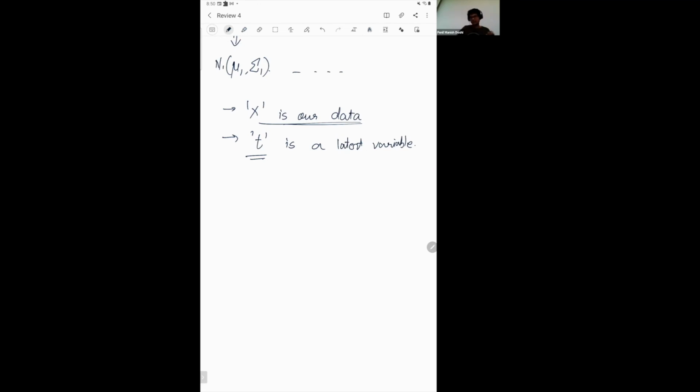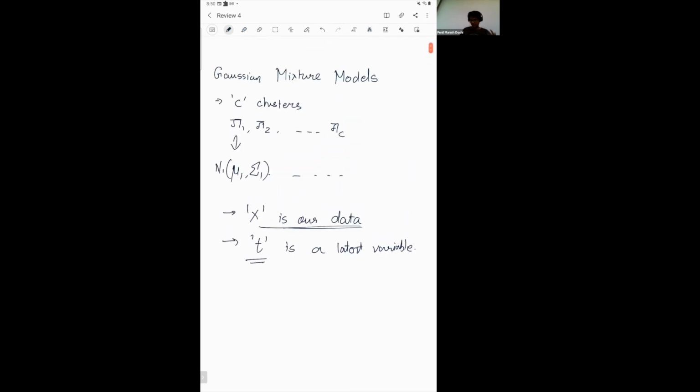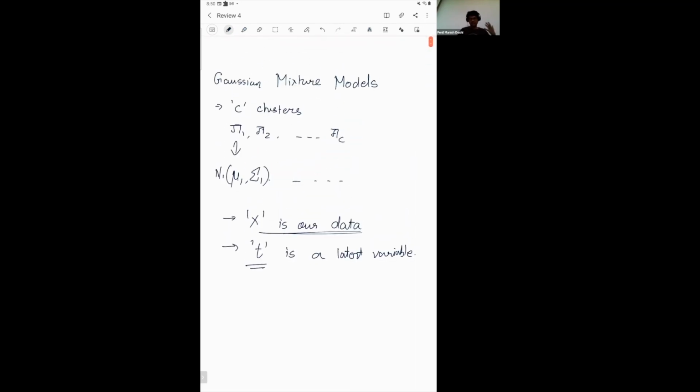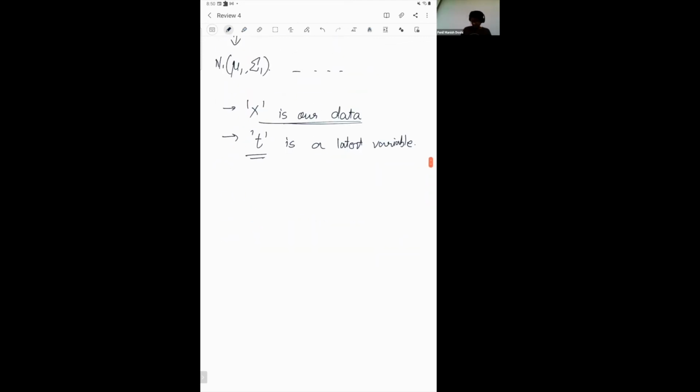And T is some latent variable that we are inherently defining because we are trying to fit a Gaussian mixture model to our data. In a Gaussian mixture model, we are assuming that the data points that we see have come from C different types of Gaussians. So this is our modeling assumption, and this tells us which Gaussian the data came from.